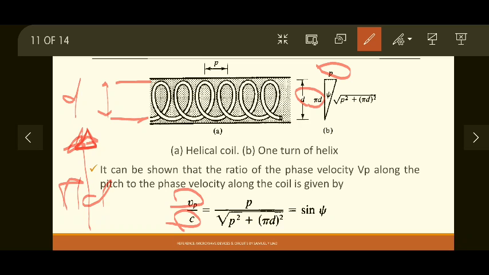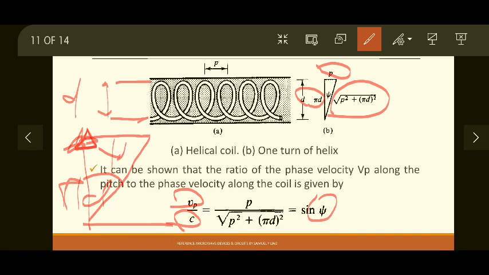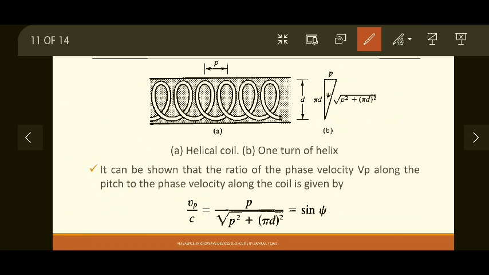So psi is the pitch angle. The pitch angle is given by the angle between the normal to the direction of propagation of the electron beam and the pitch. So this angle is the psi angle, called the pitch angle, and sin psi is this value. So p upon square root of p squared plus (pi d) squared is equal to sin psi. So if we take the sine of this pitch angle, we will get this answer.